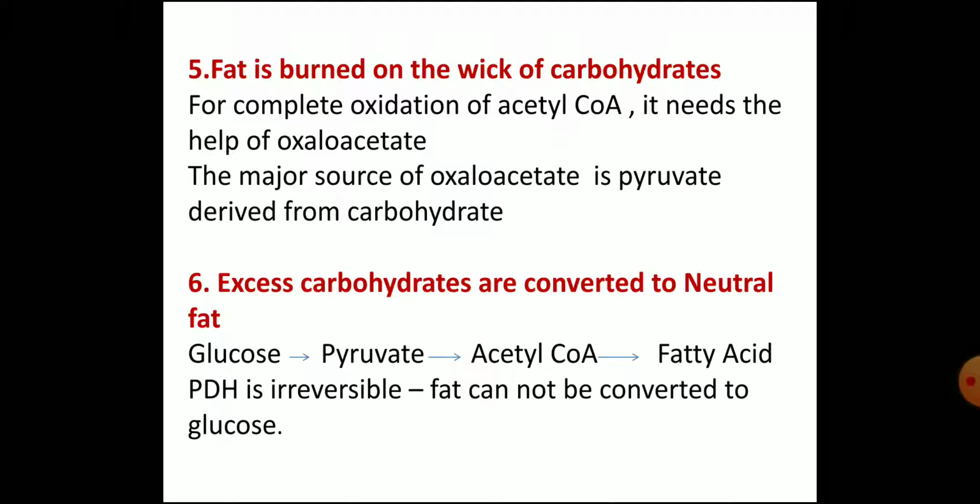Then excess carbohydrates are converted to neutral fat. Okay, so how is it occurring? When there is plenty of carbohydrate, glucose is converted to pyruvate by glycolysis. Then it is converted to acetyl-CoA by the pyruvate dehydrogenase enzyme. Then acetyl-CoA is converted to fat, that is, fatty acid biosynthesis occurs, and like that excess carbohydrates are converted to fat and stored as neutral fat in the adipose tissues.